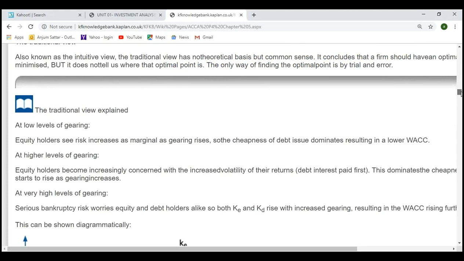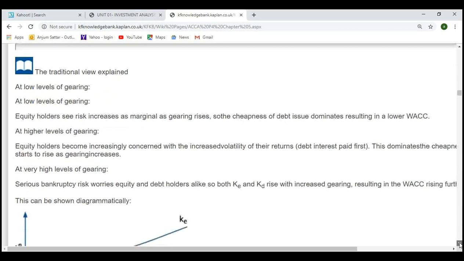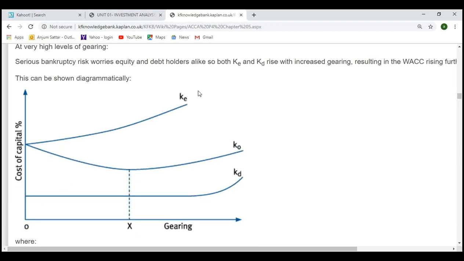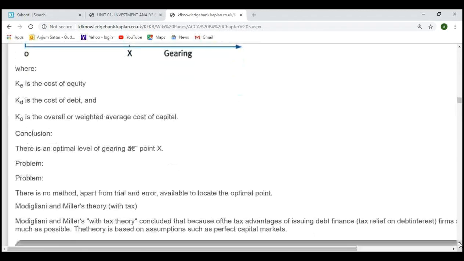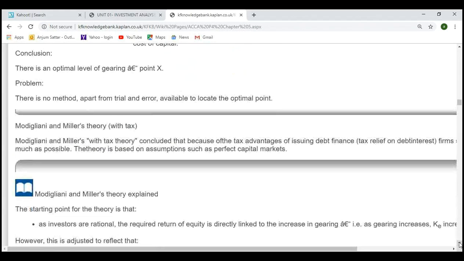Traditional view: at a lower level of gearing, equity holders see the risk increase. At the margin, as gearing rises, the cheapness of the debt issued dominates, resulting in a lower weighted average cost of capital, because normally debt is cheaper than equity according to this theory. We need to be focused, and we can look at the cost of equity, cost of debt, and cost of issue, and the overall cost of capital and what is happening between the debt and equity ratio. It will move up or down on the graph.